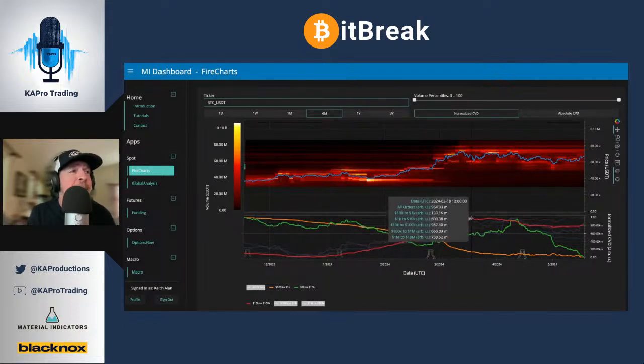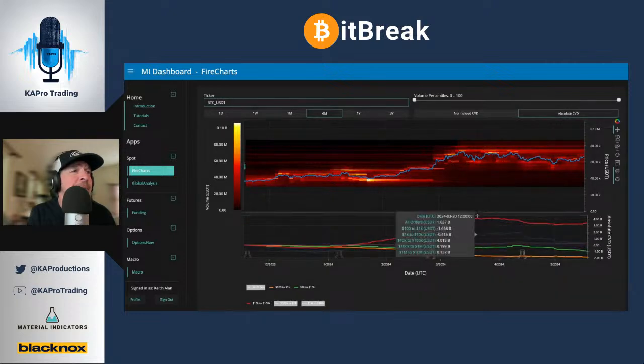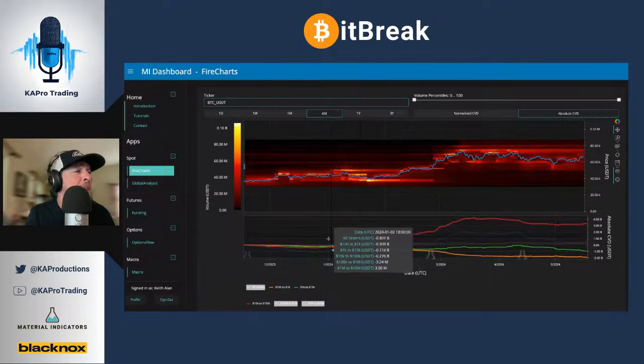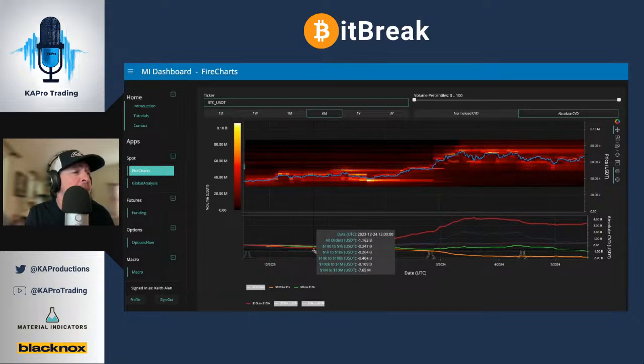Things got toppy for them in mid-March, as I said, and they've now sold about 20% of what they bought. This is a normalized view here on the CVD. We can convert this to absolute and see exactly what they've done in cash value. From Christmas on, their buying started heavily, literally on Christmas Day, Christmas Eve, something like that.